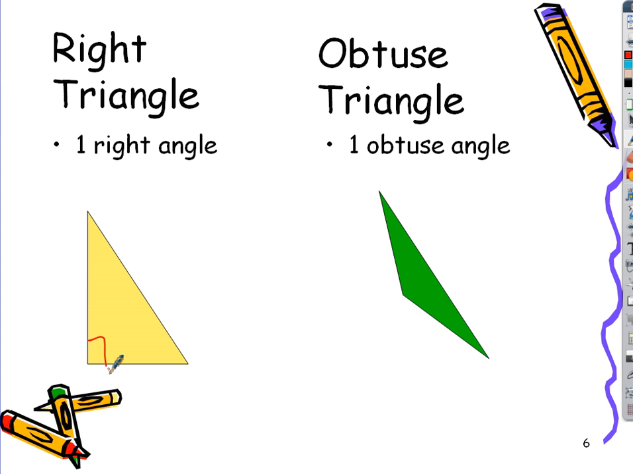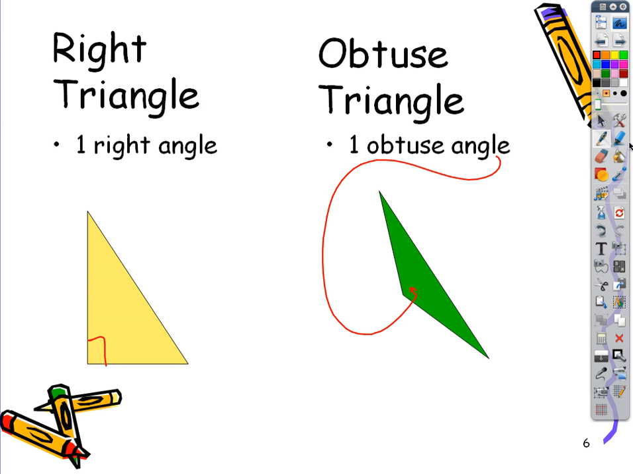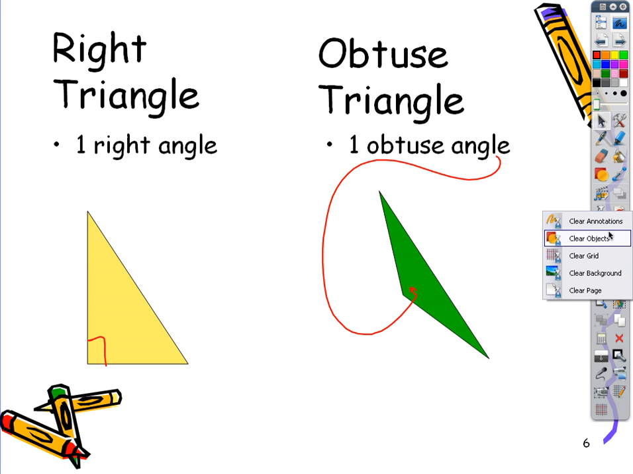Good. What if we have one big obtuse angle? There's my big obtuse angle. Well, that means it's bigger than 90, right? So if that's bigger than 90, then the other 2 angles combined have to be less than 90, don't they? Right? And so they must be acute. So if I have a single obtuse angle, it's an obtuse triangle. Okay.